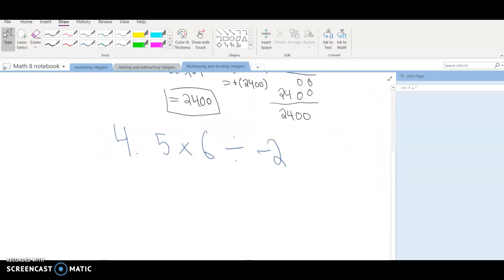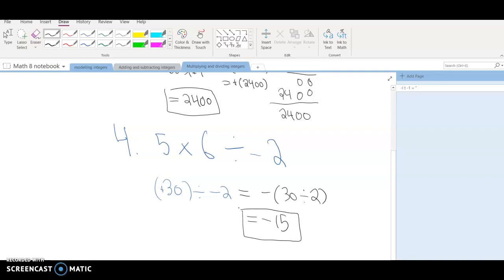Okay, last question. 5 times 6 divided by negative 2. You're going to start with the left, okay? The left thing is 5 times 6, which is just 30, divided by negative 2. So 30 is positive, and 2 is negative. Positive and negative make negative. So positive 30 divided by negative 2 will be negative 30 divided by 2, which is negative 15.